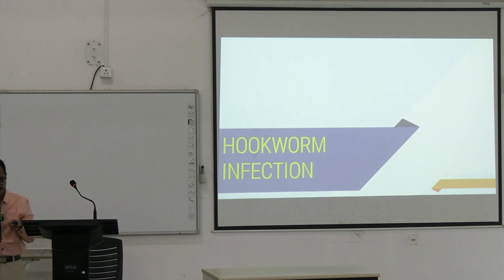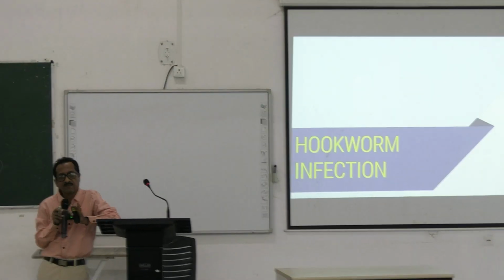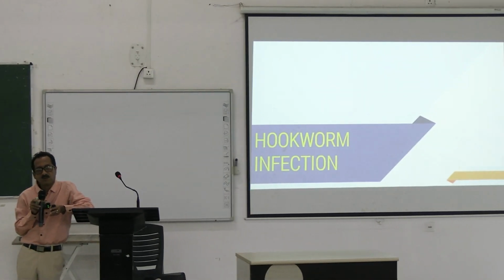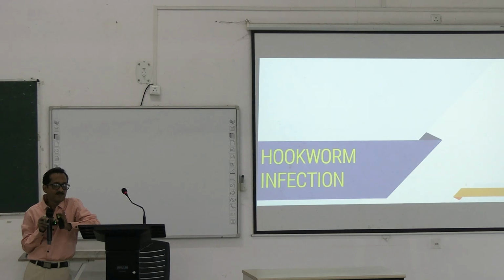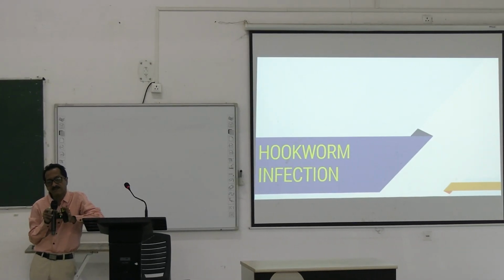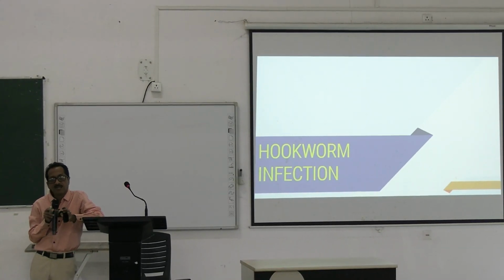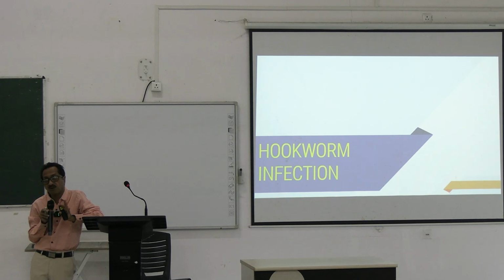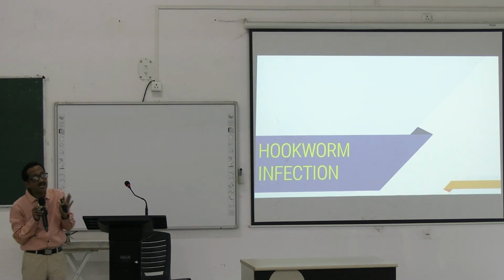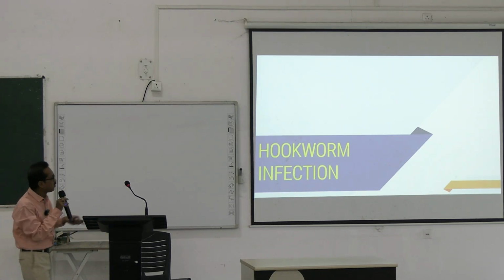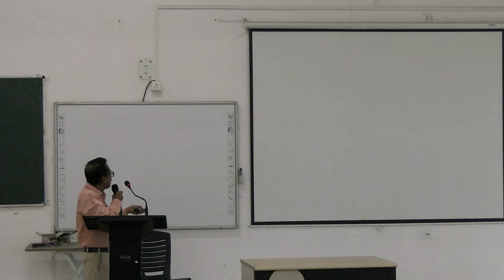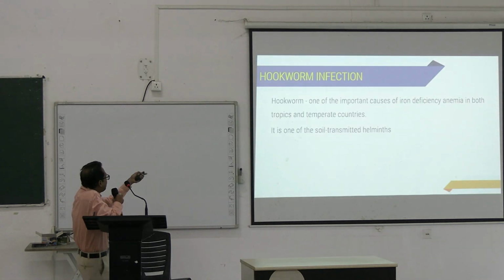Hookworm. Why is hookworm notorious? Why should we know hookworm in detail? What is the main clinical feature of hookworm infestation? Hookworm, what is the main manifestation? Anemia. It causes anemia due to blood loss. So hookworm, the main cause of our concern is anemia.